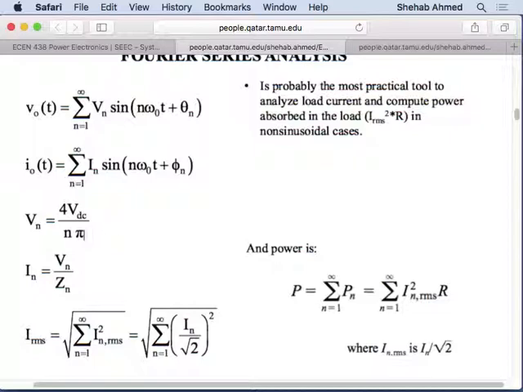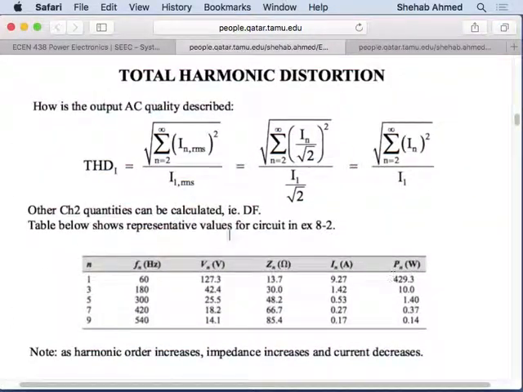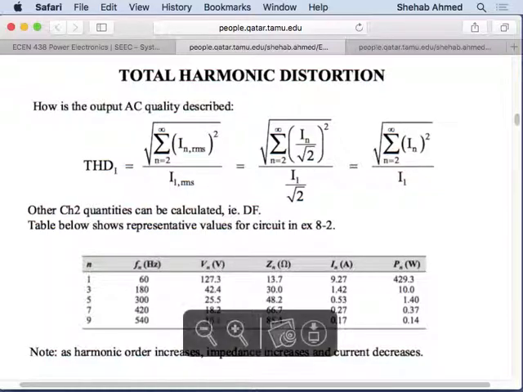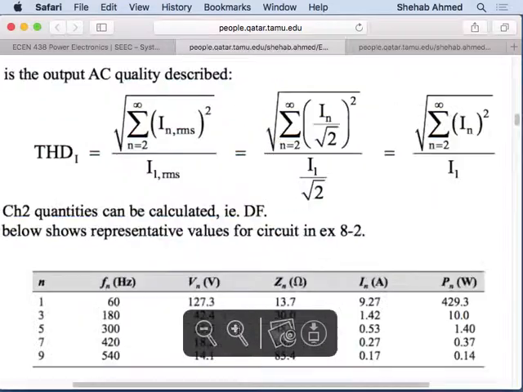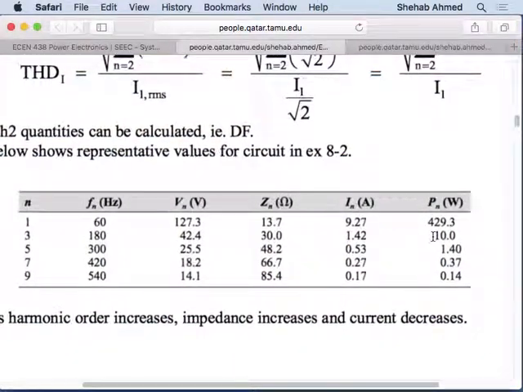So again, the peak value of the voltage is 4 VDC over pi. And n is the harmonic number: 1 for the fundamental, then third harmonic, fifth harmonic, etc. And then the current will be the voltage divided by the impedance at that specific frequency. And then again, we said we can calculate the RMS current, calculate the power, we can calculate the THD, etc. So they did this for us. They calculated the voltage harmonic, the impedance harmonic, the current harmonic, and the power, right?